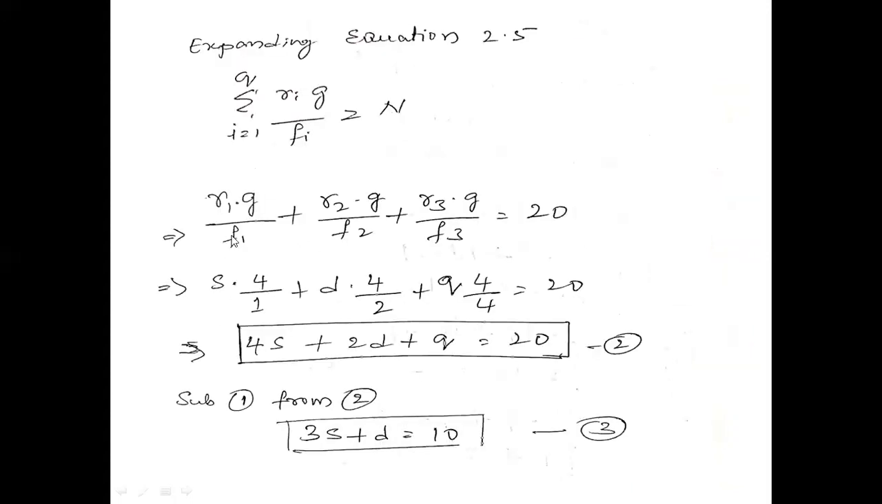Similarly, you expand this equation and you will get the second linear equation, which is 4s plus 2d plus q. If you subtract equation 1 from 2, you will get 3s plus d. So far, from the expansion of equations 2.4 and 2.5, you got two equations, and an additional third equation can be found by subtracting equation 1 from equation 2, which gives 3s plus d, which is 10.